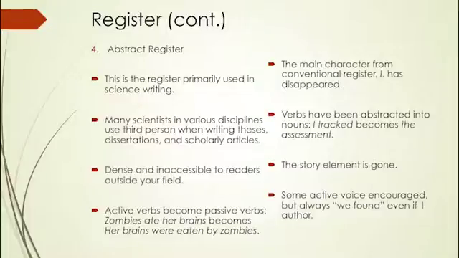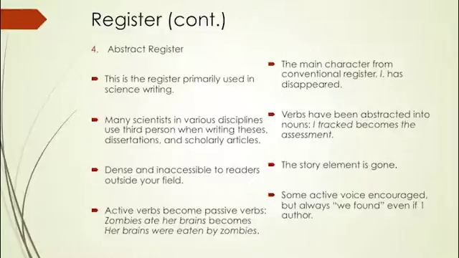So abstract register is what most academic scientific writing is written in. Many scientists in various disciplines use third person when they're writing theses, dissertations, or scholarly articles. This type of writing is dense and it's exclusive. It's inaccessible to many audiences. Active verbs become passive. So zombies ate her brains becomes her brains were eaten. Maybe by zombies, or maybe they leave that off because, again, that's optional. So the experiment was conducted, right?